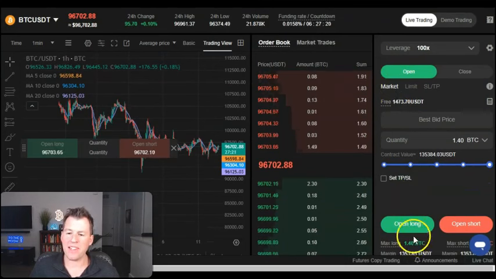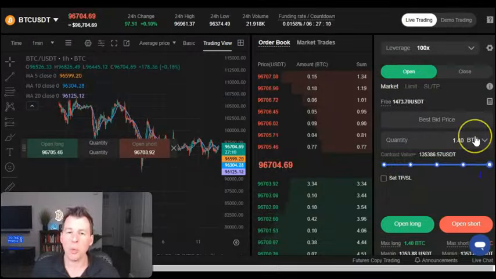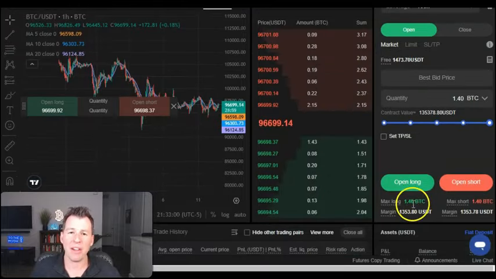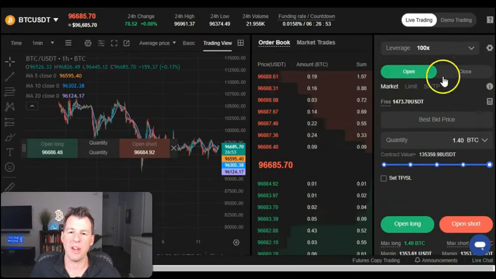Now down here, it's going to say max long 1.4 BTC, and there's this little toggle you can slide. For 100x leverage, given the collateral I have, the max contract value that I can initiate is worth 1.4 BTC, or $135,000. That would be the payout, $135,000, if BTC just keeps going up and doesn't turn around at all. The amount of collateral I'd have to put up for that is down here, $1,353, which is just below $1,473.